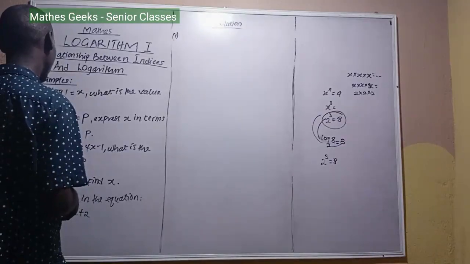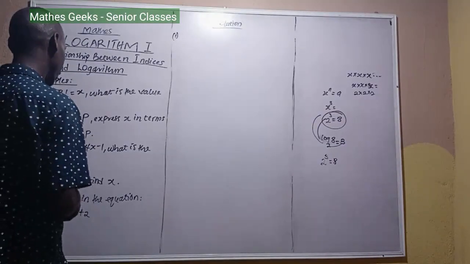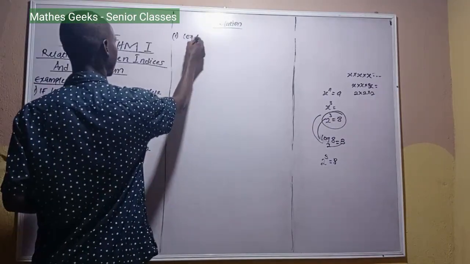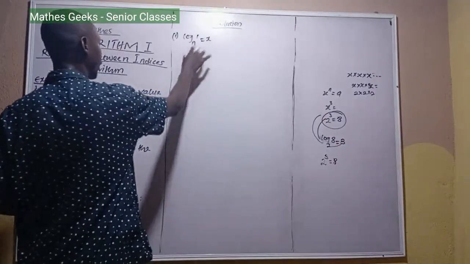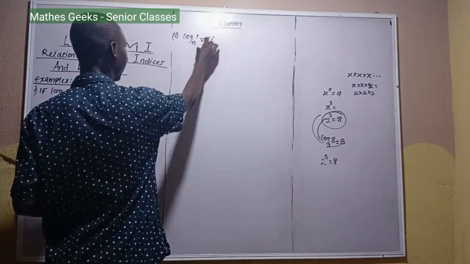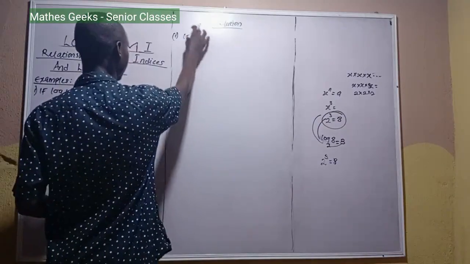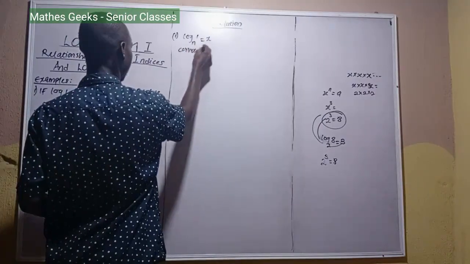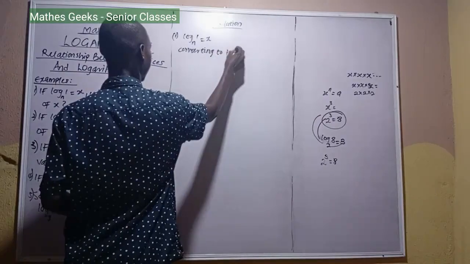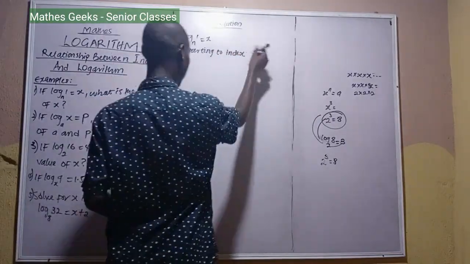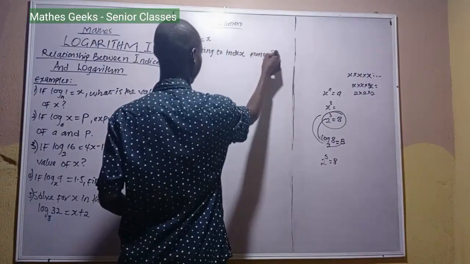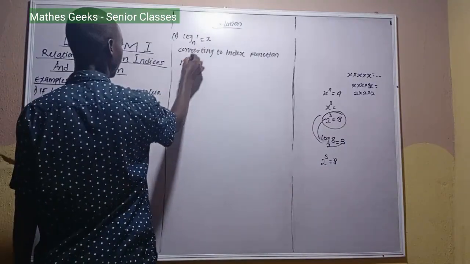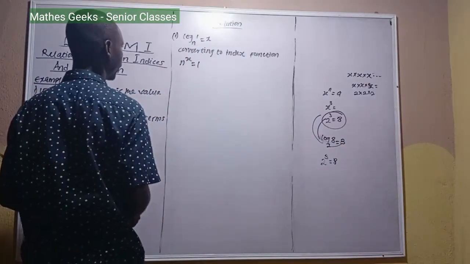So our question says: if log 1 to the base n is equal to x, what is the value of x? Log 1 to base n is equal to x. In that case, n is the base, and 1 is the value or the result in this log function. Now, converting to index function or notation, this base n to the power x is equal to 1. n to the power x is equal to 1.